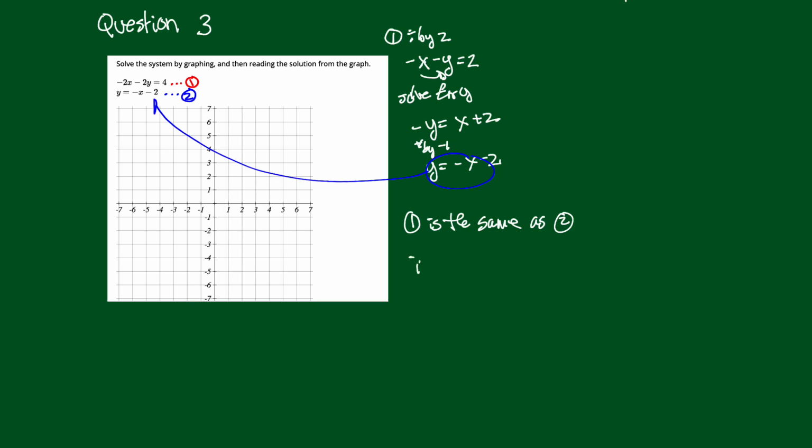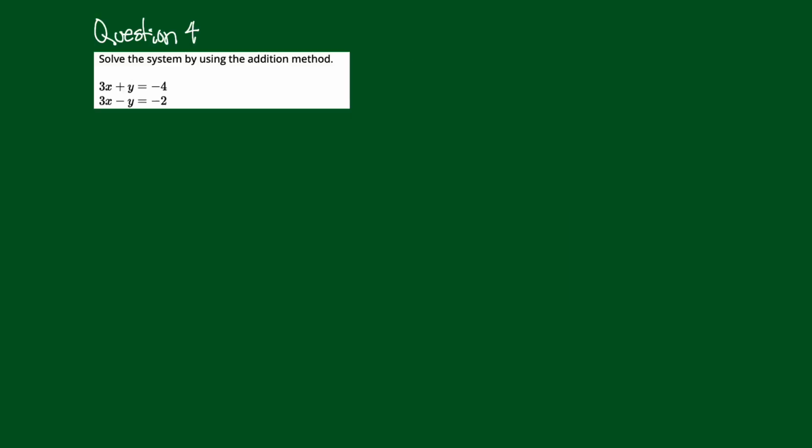So I'm going to say there are infinitely many solutions. Same line, that means these lines are coincident, meaning they intersect in infinitely many places. So what you say, there's infinitely many solutions to this system.